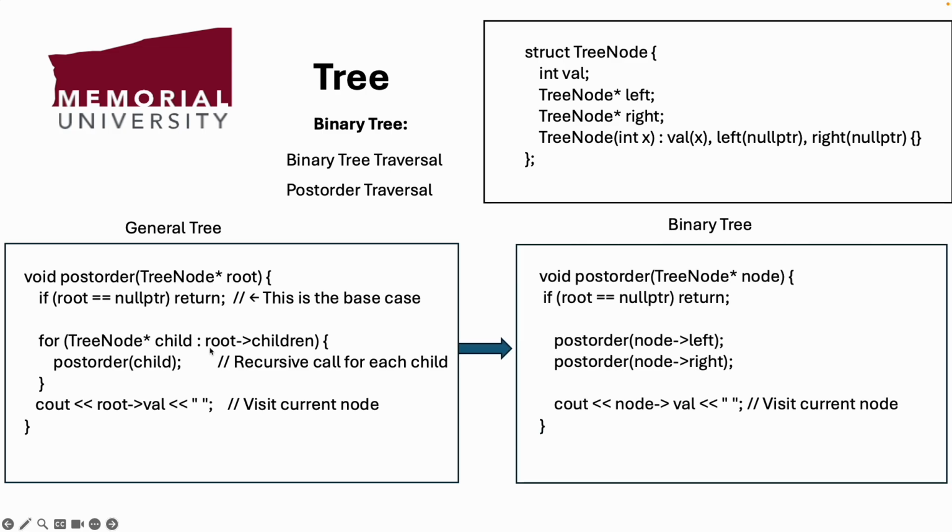Okay, what do we do here? Instead of using the iterator to visit each of the children of the node, we just recursively call the post-order traversal for the node's left child and the post-order traversal for the node's right child. Okay, this is the post-order traversal applied to the binary tree.